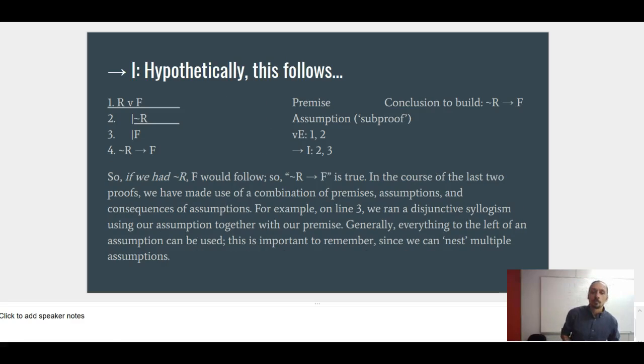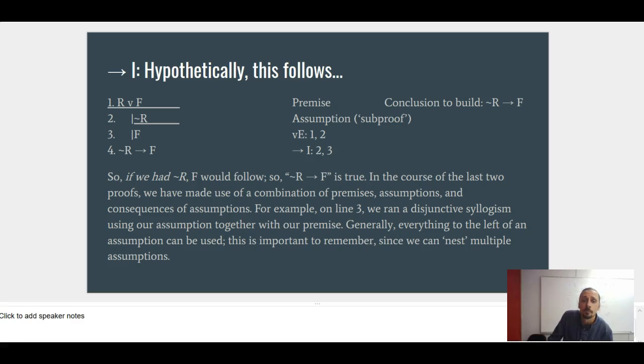So, let's look at this one. Here's another interesting conditional to build. Say I have either R or F. Now I want to build: if not R, then F would be true. This is a pretty intuitive argument, right? It's one or the other. If it wasn't one, then it would be the other. Sure, if it wasn't one, it would be the other. So how do I build that?